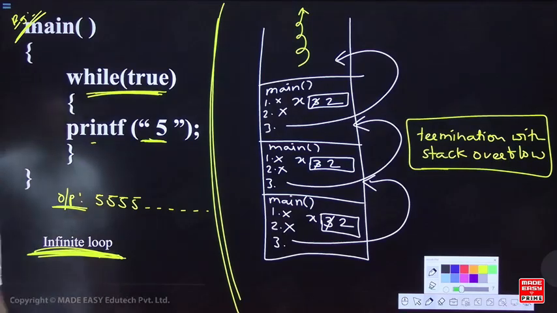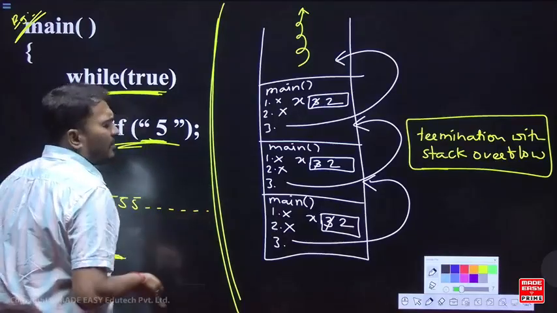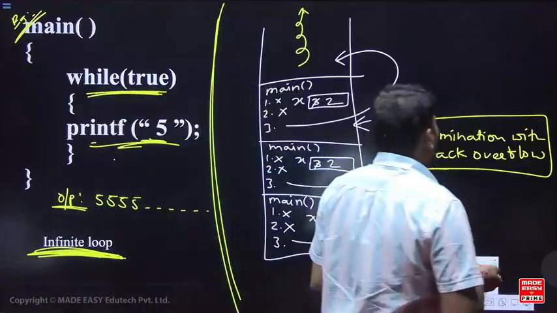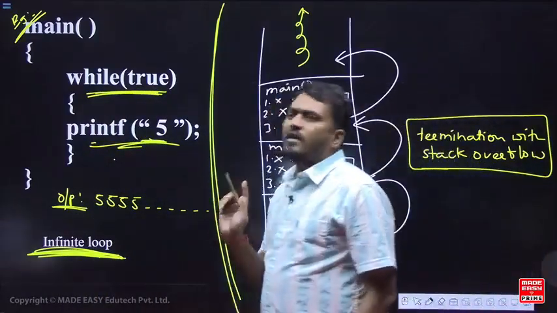Yeah, this is the infinite loop. Is that clear? There are different ways of generating an infinite loop. This is not the only way. Is that clear? So just for clarity, I have given this.